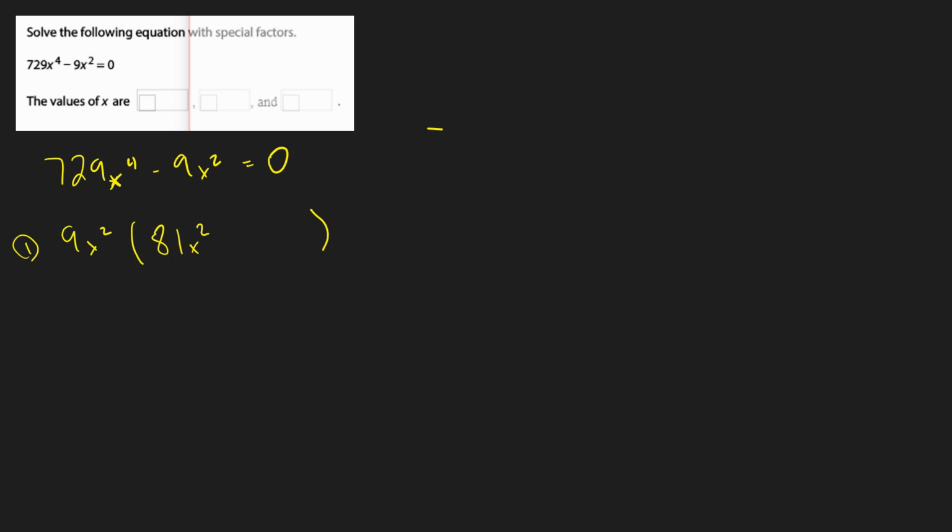And again, you can check your work simply by doing distributive property and multiplying back out. So 9 times 81 should be 729. I mean, check my work. I'm kind of doing this in my head, so I'm hoping that's right. And then x squared times x squared will add the exponents, so that'll be x to the 4th. And then minus 9x squared divided by 9x squared. Well, I pulled everything out, so I'm just going to put a 1 as a placeholder.